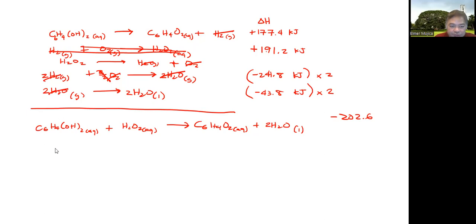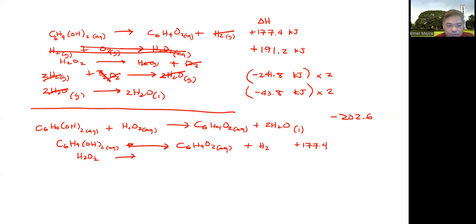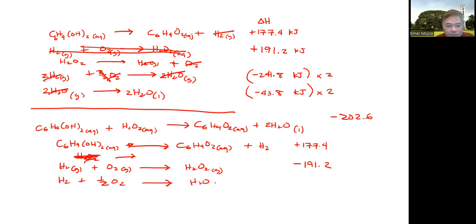So if we're going to write the reaction again, okay, the original is H2 gas plus O2 producing H2O2 gas, and that's originally 191.2. And then you have H2 plus 1/2 O2. That's just H2O gas. And it's 241.8. So this is the original one.